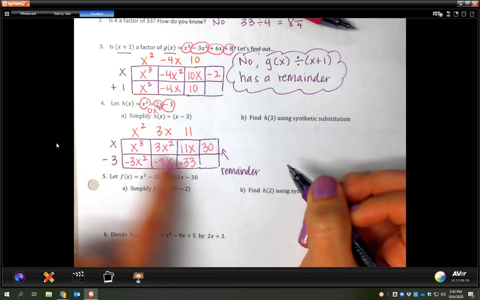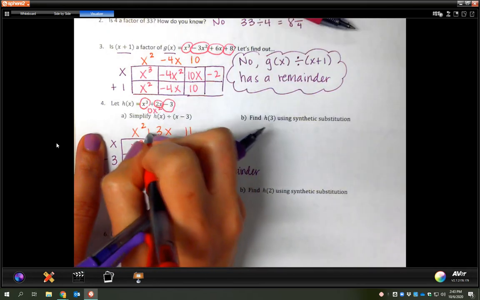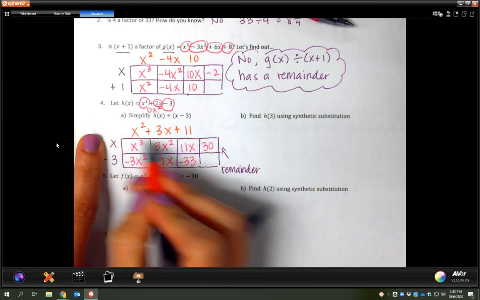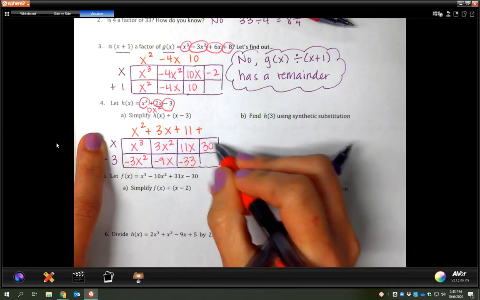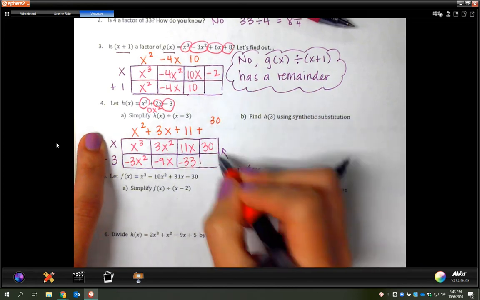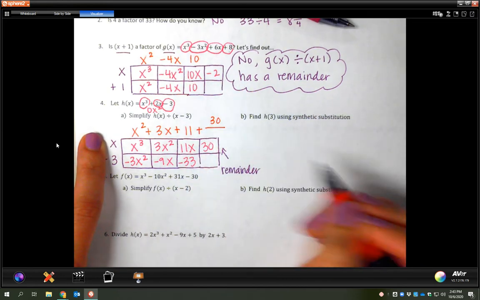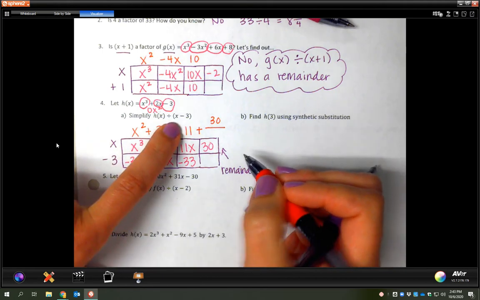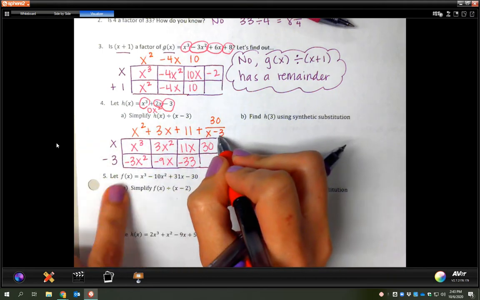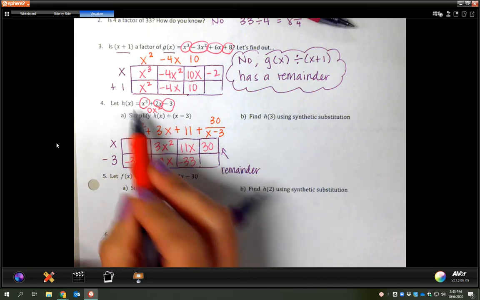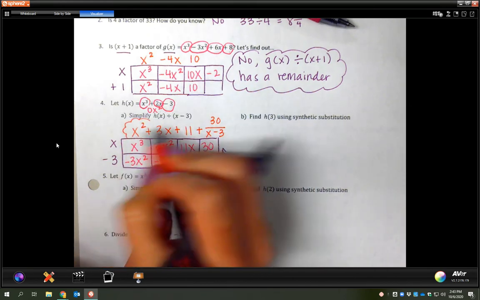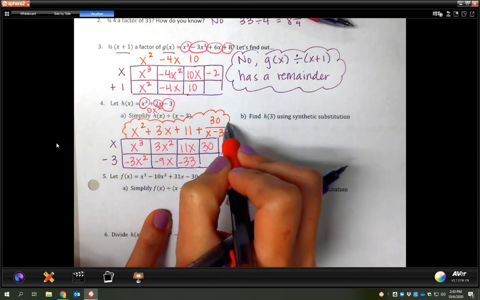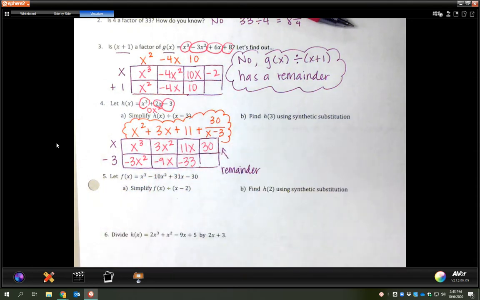The way we write the remainder for our answer is we take what we have so far. We have x squared plus 3x plus 11, plus you put the remainder, which for this is 30, over what we were dividing by, x minus 3. So to divide h of x by x minus 3, this is our answer. x squared plus 3x plus 11 plus 30 over x minus 3.